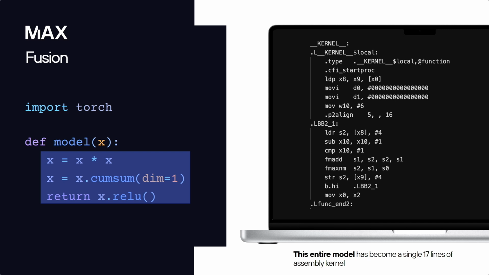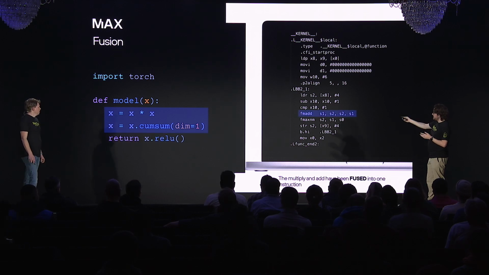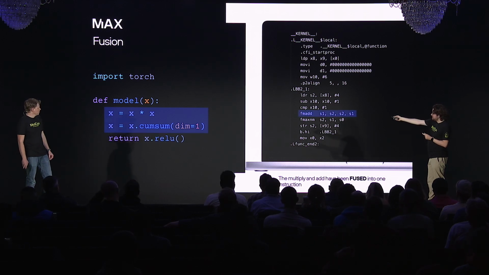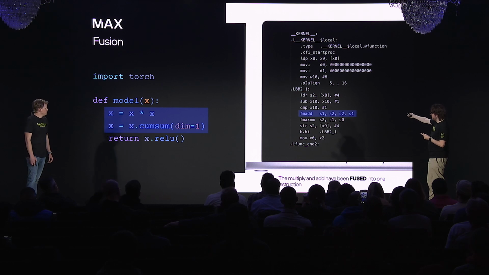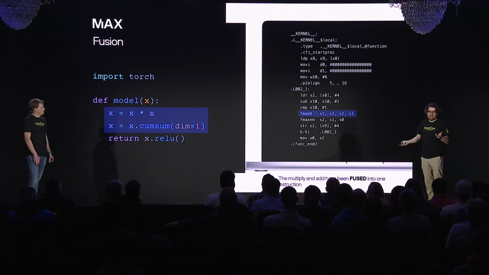This is the assembly for the entire model, right? So the entire model has become 17 lines of assembly. And compare this to the cumulative sum, which was 64,000 bytes. You can count the number of bytes we have here. So it's really tiny. And the multiply and the cumulative sum have actually become a single instruction, fused multiply-add. So the multiply is now essentially completely free.